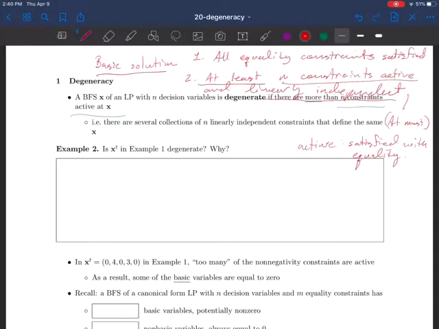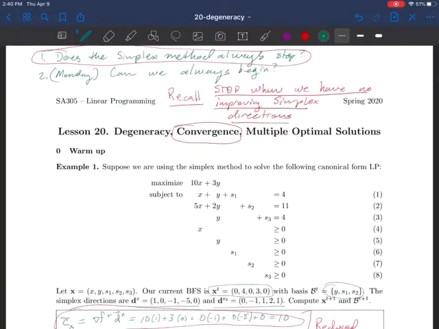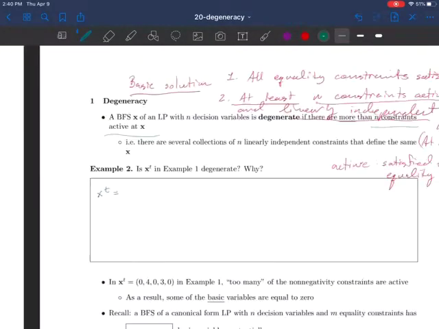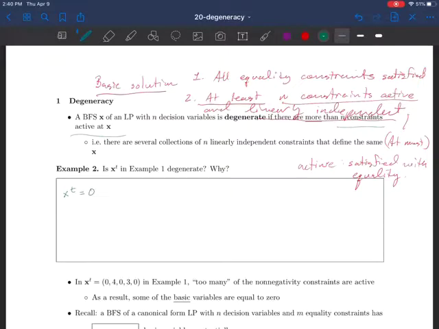Satisfied with equality. Now, in this previous example, we did indeed have a degenerate point for xt. Why? Well, let's see. Remember, xt, I forgot what it was myself. What is xt? xt is 0, 4, 0, 3, 0.